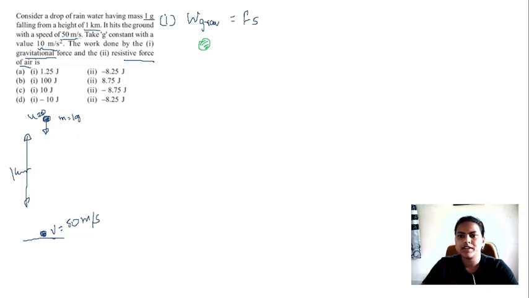This force is mg, the gravitational force acting in the downward direction, and the displacement is in the same direction. So work is equal to F s cos theta. I can write force as mg, displacement as 1 kilometer, and cos theta, where the angle between them is 0, or cos 0 degree, which is 1.